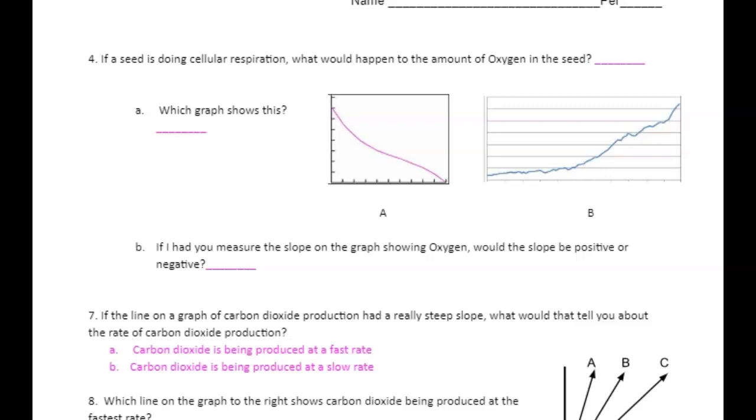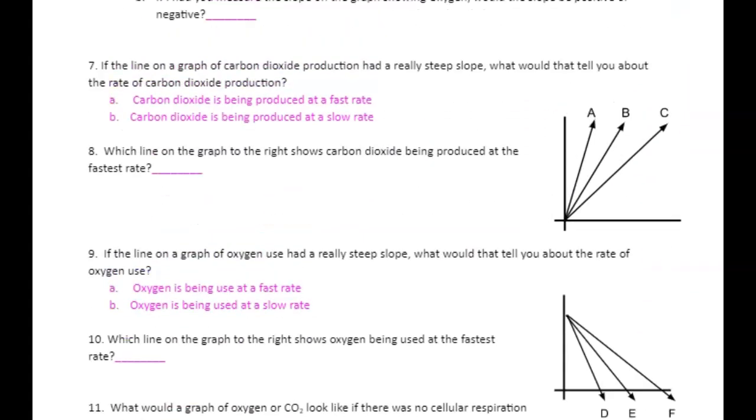So now if a seed's doing cellular respiration, what's going to happen to the oxygen? So we're using oxygen for cellular respiration. So what's going to happen to the oxygen? It's going to go down. So which graph is going to show that? That would be A. It's decreasing. And if it's going down, what's my slope going to be? It's going to be negative.